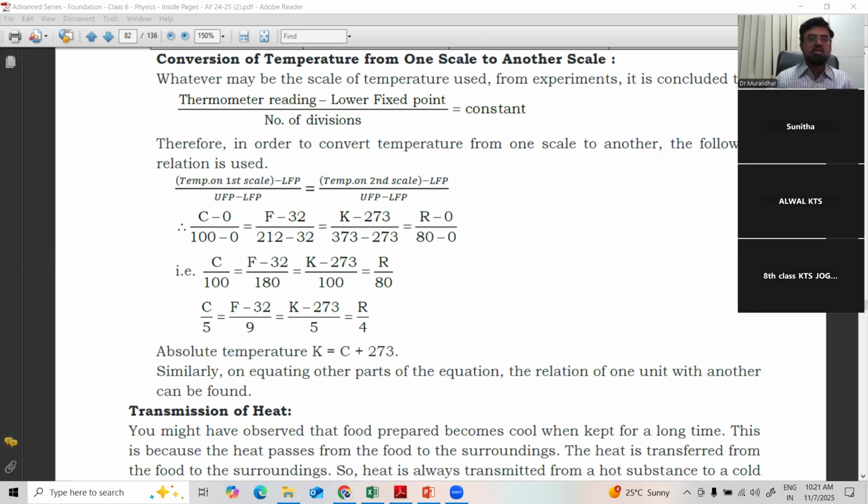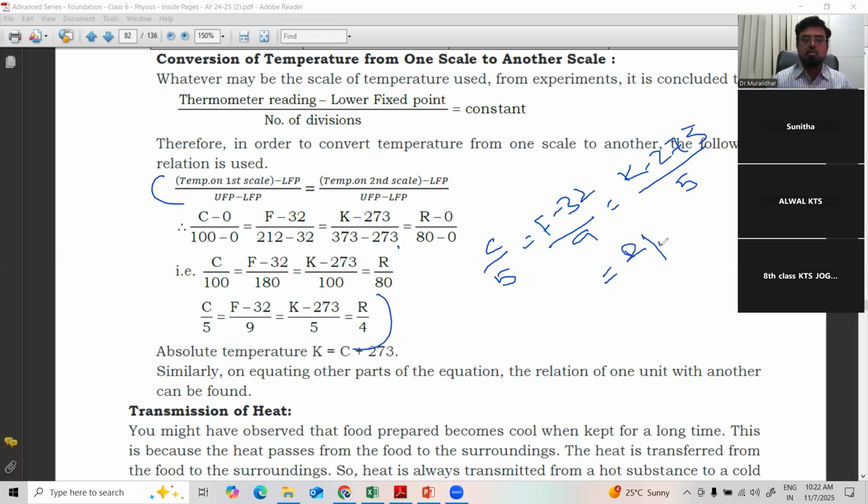So conversion you can do like this, from here to here, or after calculation, you can do like this, up to here. So they cancelled all these things. 5, 9, very simple this is. Finally, you can write C by 5 is equal to F minus 32 by 9 is equal to K minus 273 by 5 is equal to R by 4. Final formula. Even after cutting the numerators, you can get this formula.